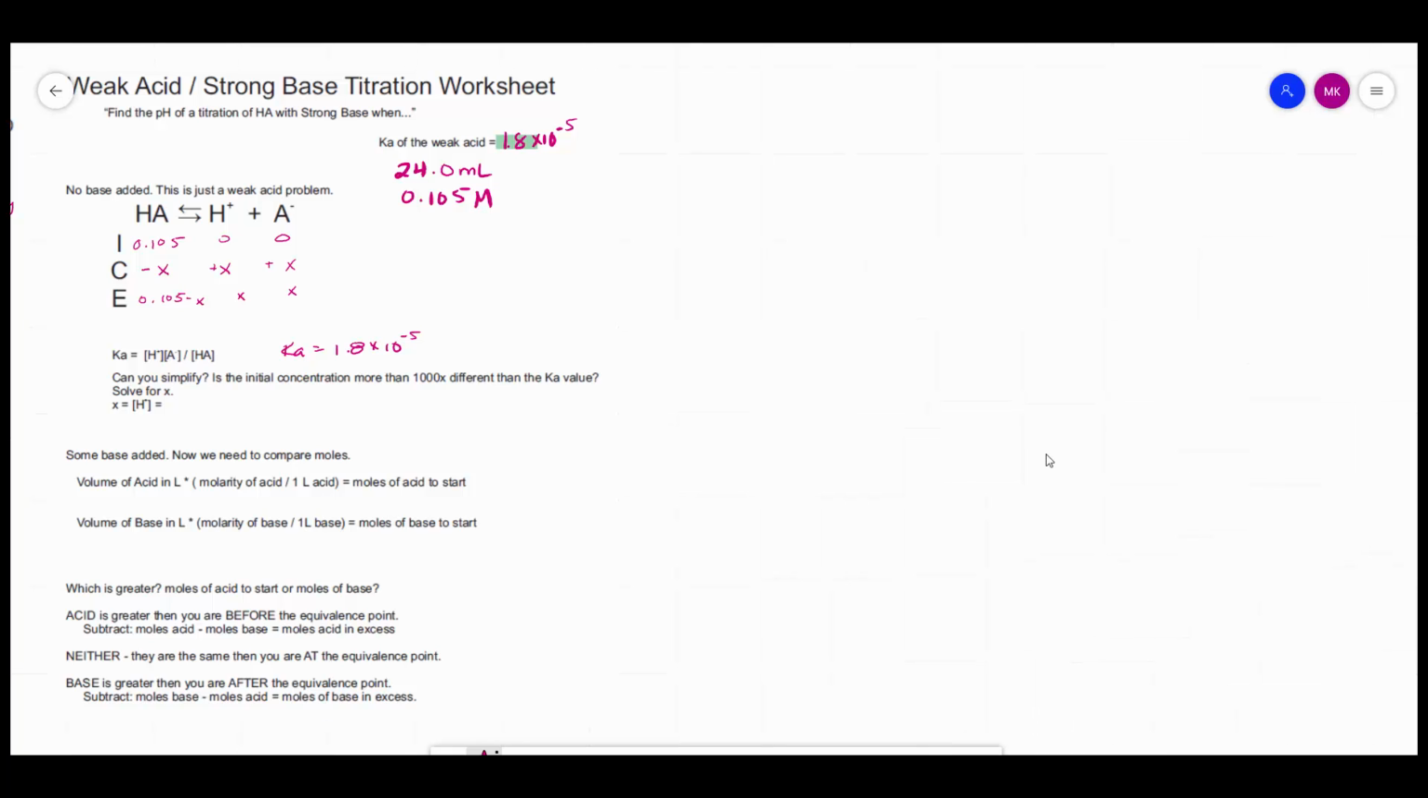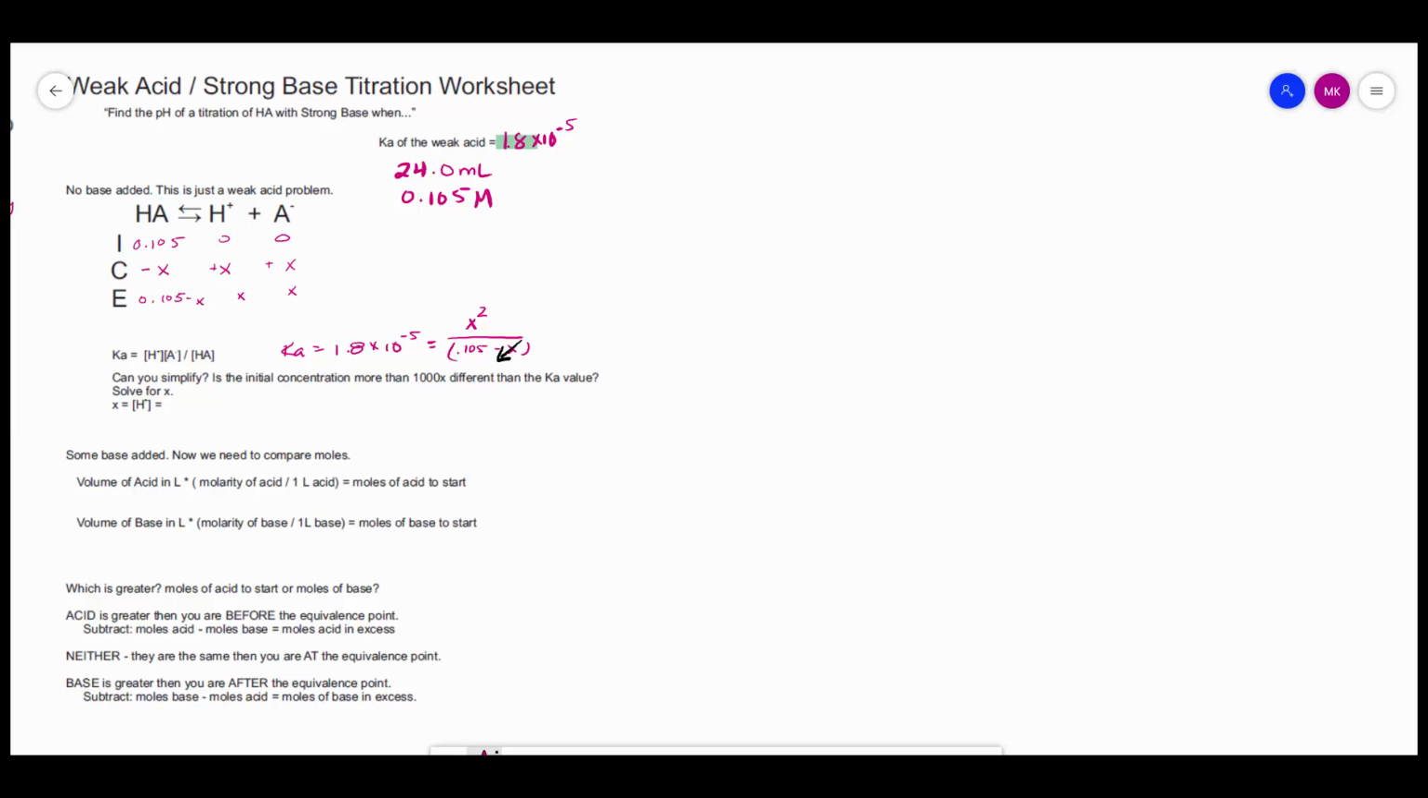And let's set up that equilibrium expression. So I have my x's on top, my concentrations of my product. So that's going to be x squared divided by the concentration of the reactant, which is going to be 0.105 minus x. So the question is, can we simplify? Well, is the initial concentration more than 1,000 times different than the Ka value? And the answer is yes, it is. So we should be able to simplify. To simplify means we're going to ignore this x because it's going to be relatively so small compared to that initial concentration that the initial concentration will not be seen as changing.